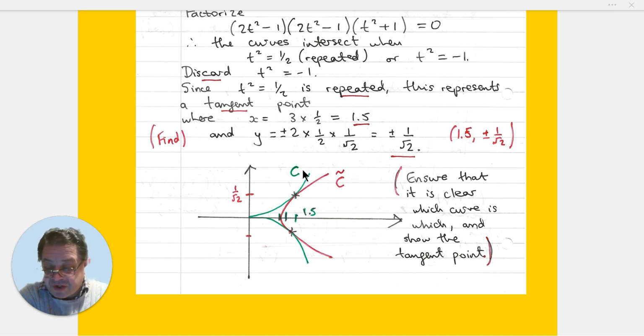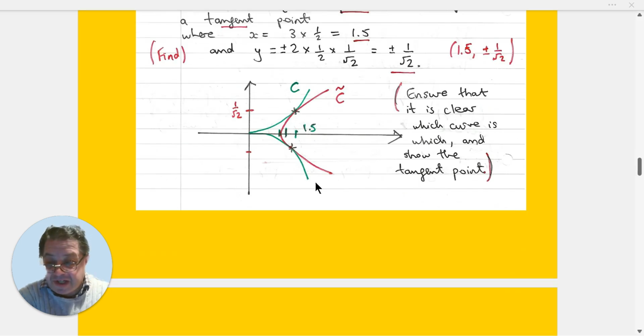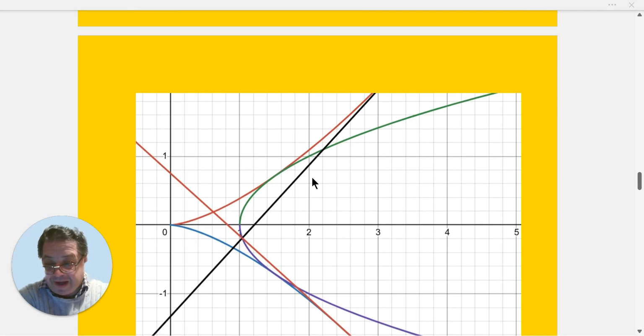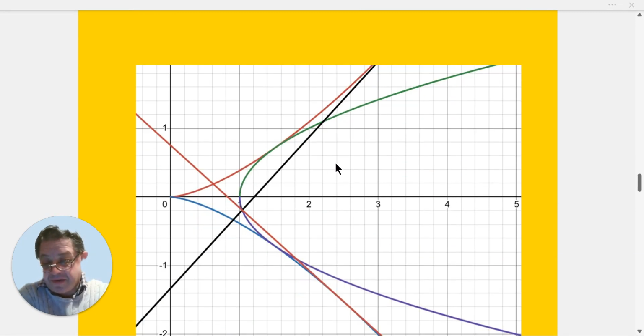Make sure it's clear which curve is which, so make sure that you do mark them. I think that's a nice question. I think that's nice geometry, and I've actually drawn the curves again using an online package, which you won't have in the exam, but I think it illustrates quite clearly what's going on.